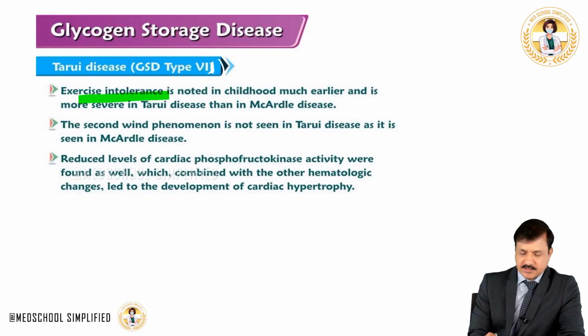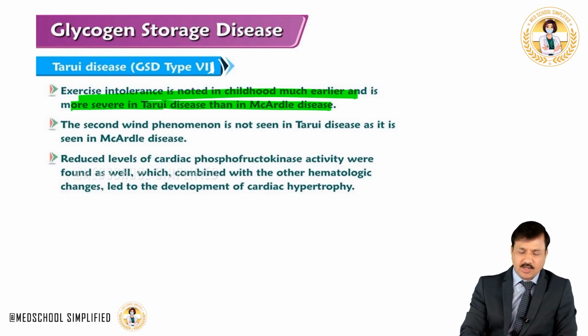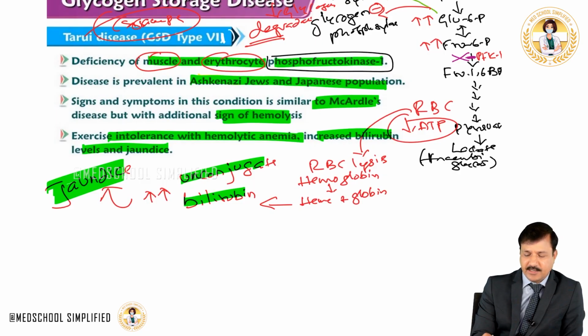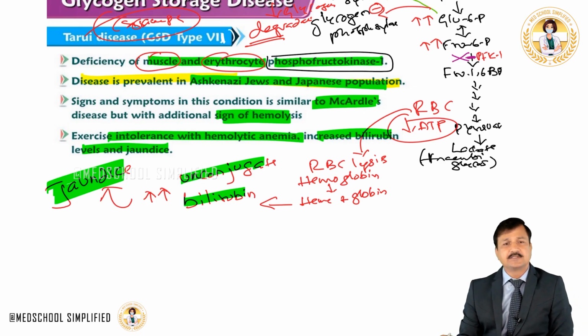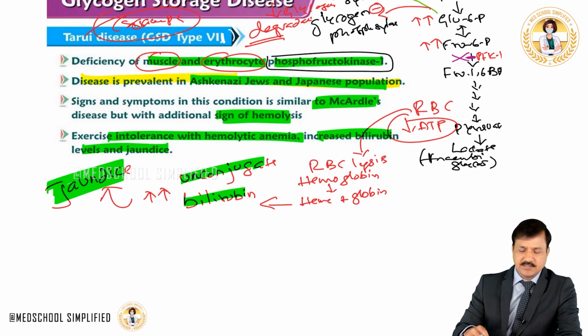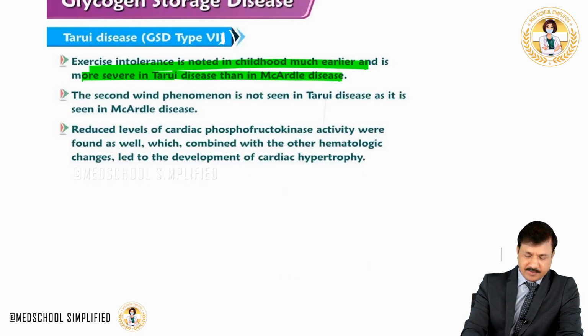Exercise intolerance is noted in childhood much earlier and is more severe in Tarui disease than in McArdle's disease. If you are comparing exercise intolerance between McArdle's and Tarui disease, Tarui is the more severe condition. Also, in the previous slide, you need to know the prevalence of the disease. The disease is more prevalent in the Ashkenazi Jewish population and the Japanese population. Just in case that is part of the question or the case stem, look for that kind of information.